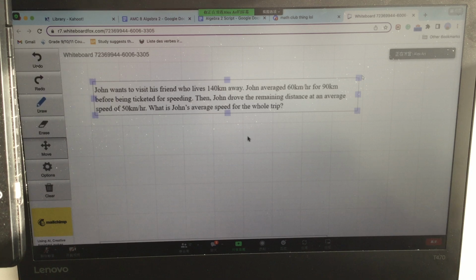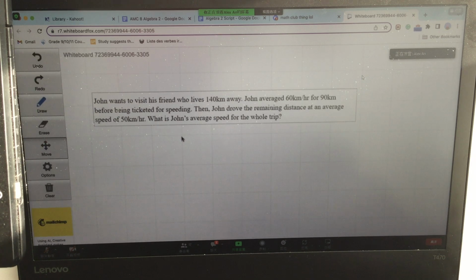And I just want to say this right now, do not average the two speeds. It doesn't work. It almost never works. For these kinds of questions, don't average the two speeds.